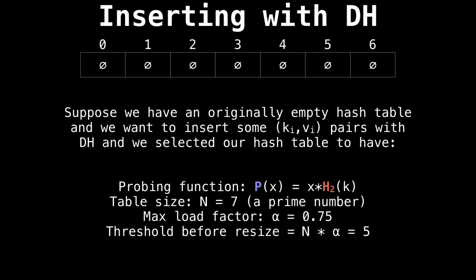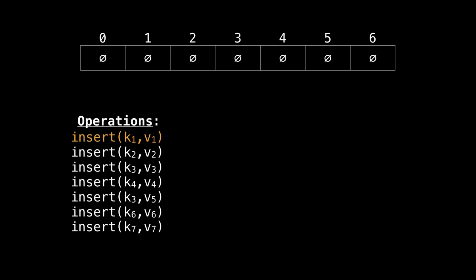Alright, let's have a look at an example with double hashing. So suppose we have an originally empty hash table above, and we selected our probing function to be p of x equals x squared plus h sub 2 of k, which is what we need it to be, and our table size to be n equals 7. Notice that that's a prime number, and we set our max load factor to be alpha equals 0.75, so our threshold to resize is 5, so once we hit 5 elements, we need to grow the table size.